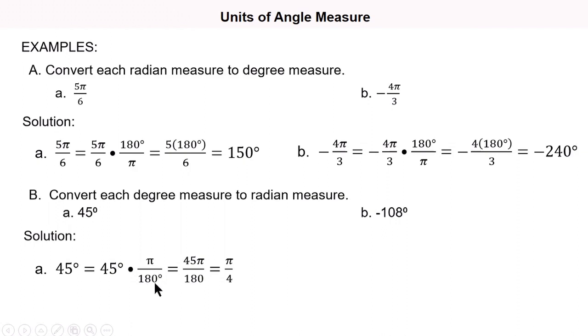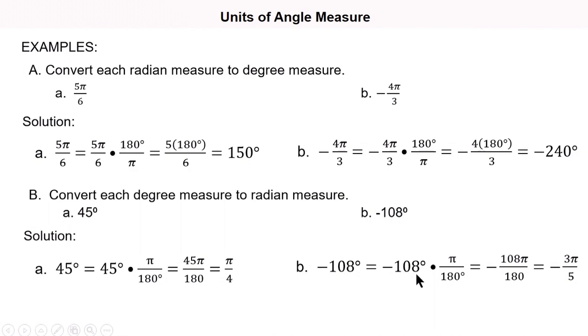Nasa numerator na ang pi, while ang 180 degrees ay nasa denominator because our goal here is to eliminate the degree symbol. 45 degrees times pi over 180 degrees is equal to 45 pi over 180. And 45 over 180 is equal to 1 over 4. Then just copy pi. Similarly, multiply negative 108 degrees by pi over 180 degrees and simplify.